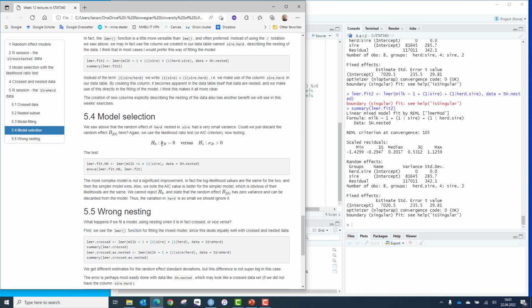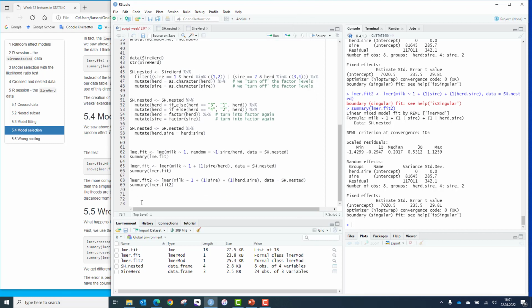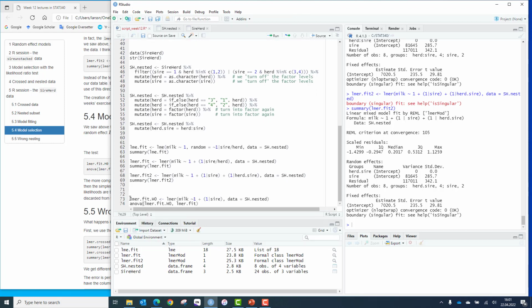So we can put up the null hypothesis saying that sigma b is actually 0 versus sigma b is bigger than 0. And this is one-sided, right? Because it cannot be negative. How do we test this? Well, we do the likelihood ratio test again. So then we fit a model under the null hypothesis. And that's simply using the same as up here, but leaving out this term.